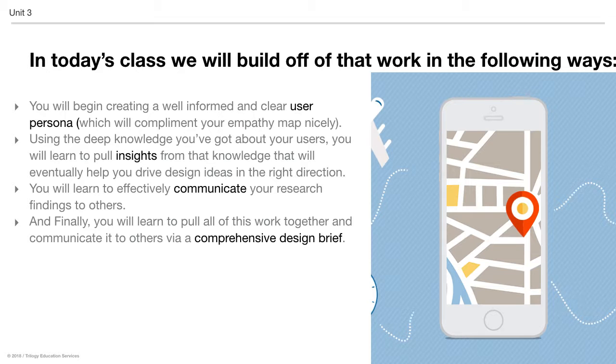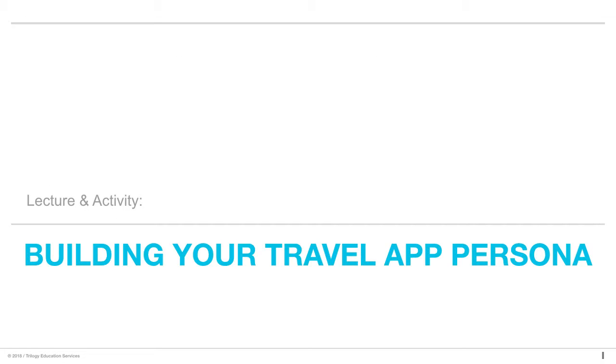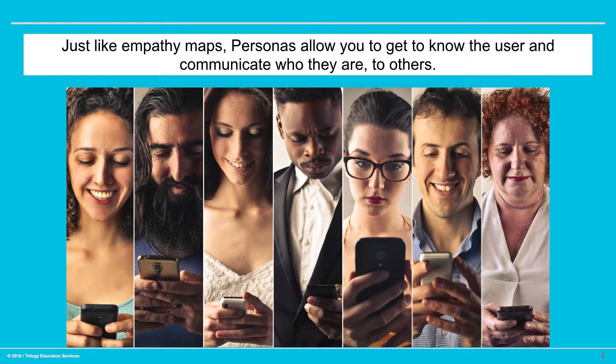And we're going to also work on something that's very much ignored, I think, a lot of times, but I think is important. We're going to learn how to effectively communicate the research data that we get to other people, various different working styles or roles within your company. We're going to practice that. And then we're going to pull all of this stuff together into a design brief. So that's important. So we're going to build on our persona for the travel app project.